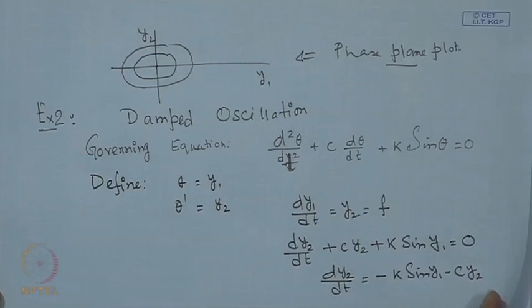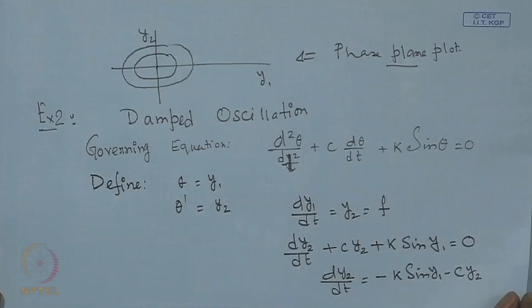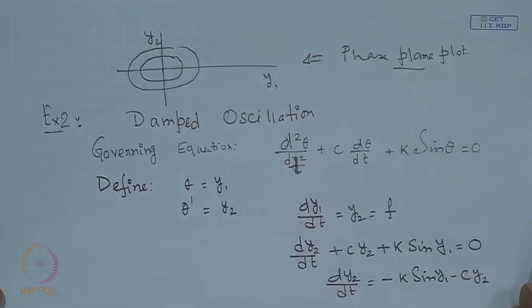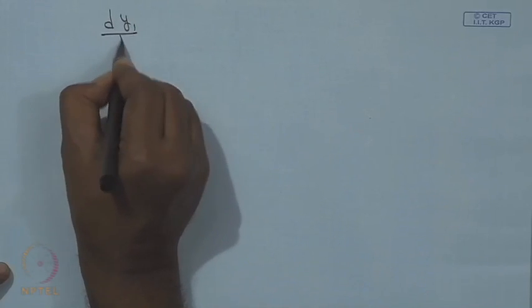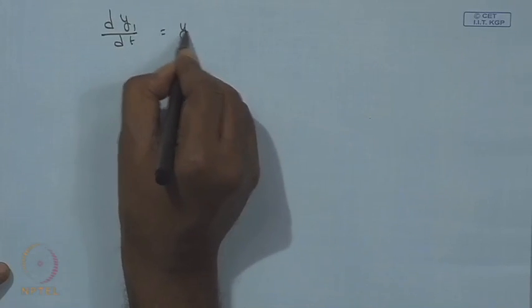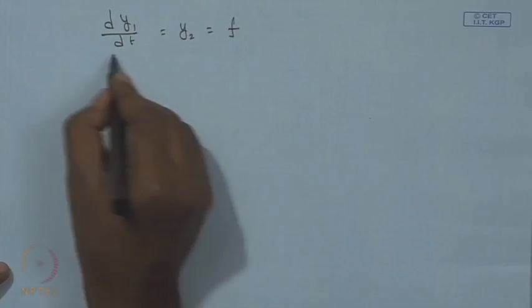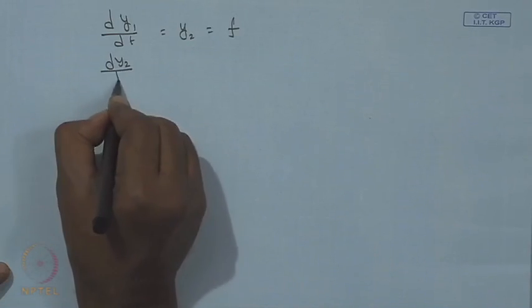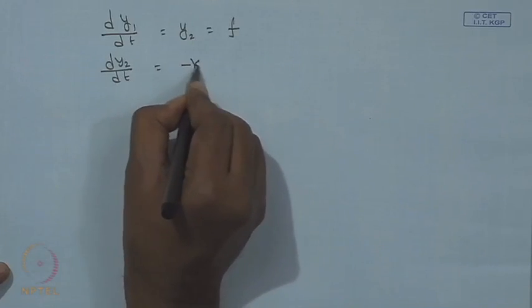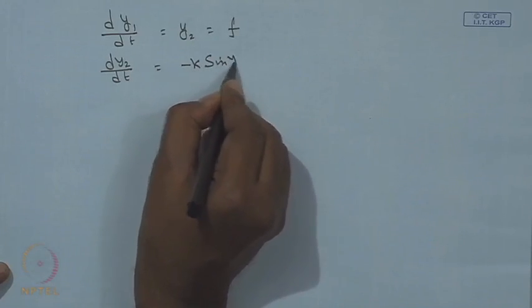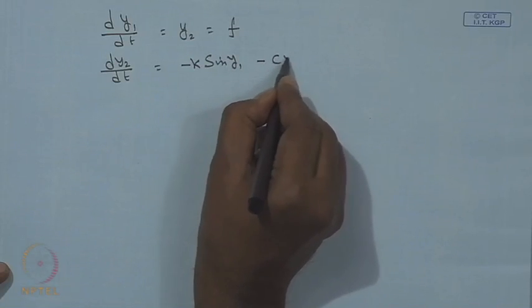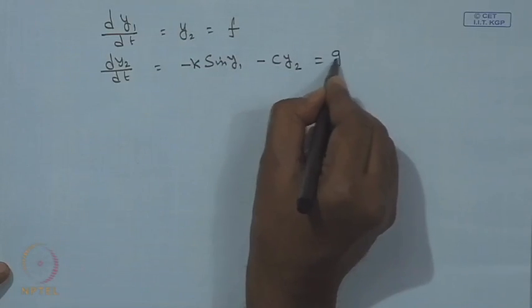So, therefore, we get down to the governing equation of this system. So, what are the governing equations? Just write it down once again. dy1/dt is equal to y2, that is equal to f, and dy2/dt is equal to minus k sin y1 minus c y2, which is equal to g.